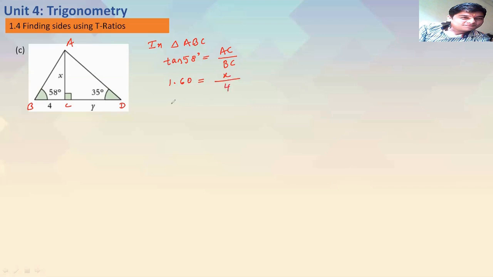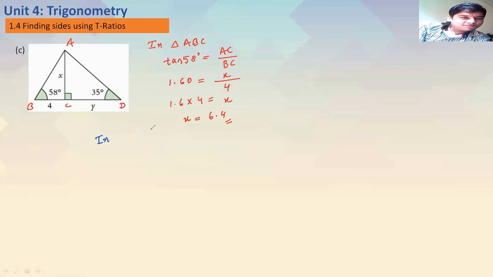So what do you think will be the value for X? X is 6.40. Fantastic. Next, we need to find out Y, which is in triangle ABD.